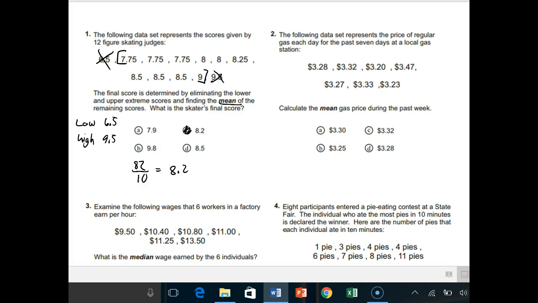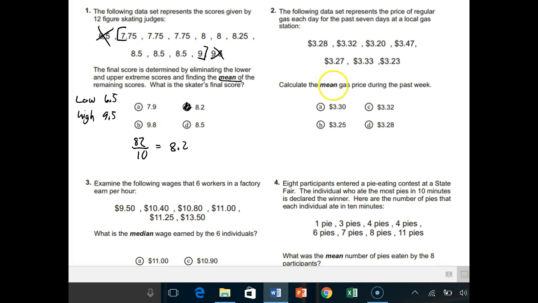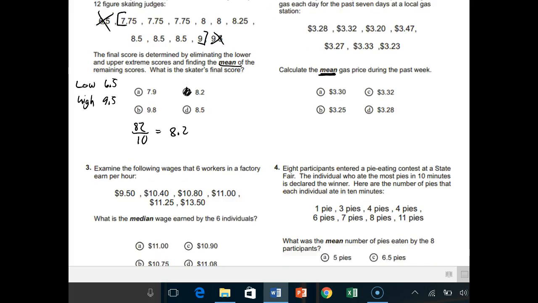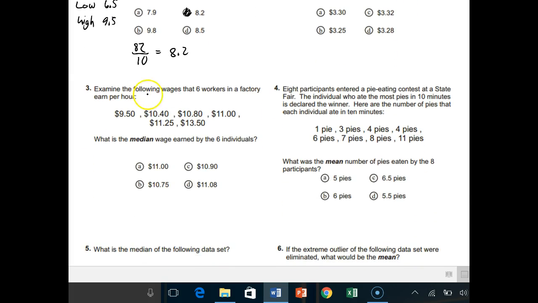All right. On number 2, make sure you understand that you're finding the mean. On number 3, the following wages that 6 workers worked per hour. What is the median wage? So first I got to order these from least to greatest, but notice, oh, beautiful, they're already ordered for us. So nice and easy, right? So 1, 1, 2, 2 up, and I have these 2 left. So that's 10.80 plus 11 divided by 2. And that will give my answer of $10.90 is the median.